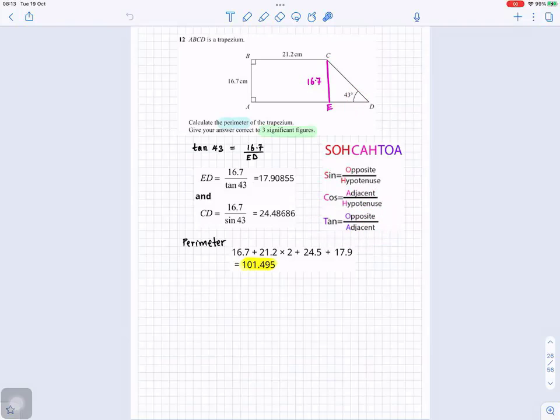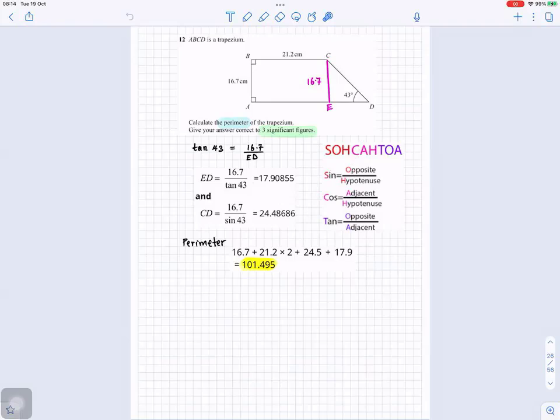CD, which is the hypotenuse of that triangle, is given by 16.7 divided by sine 43. Sine is opposite over hypotenuse. So CD is 24.48.